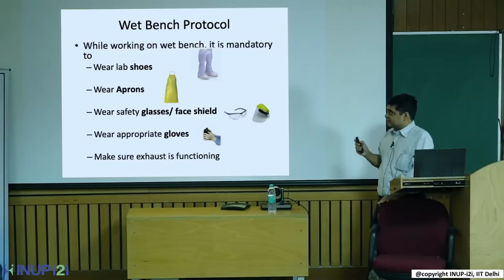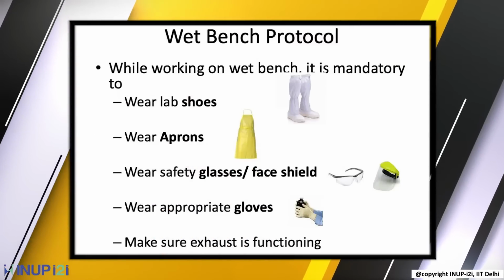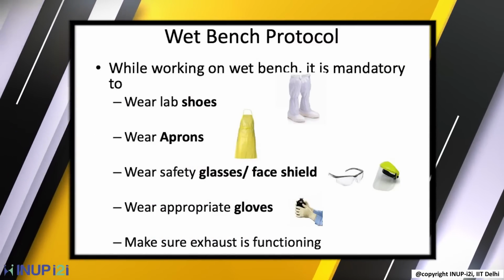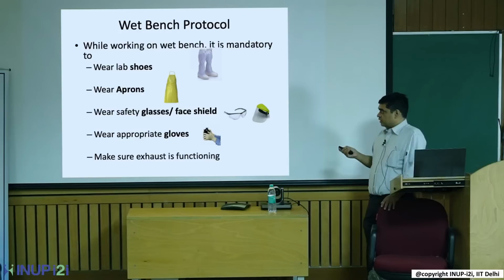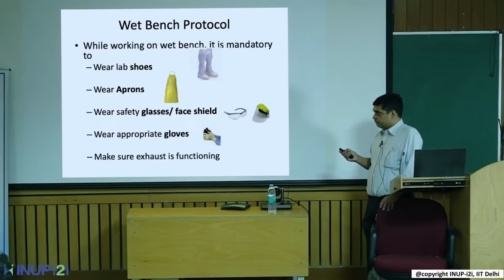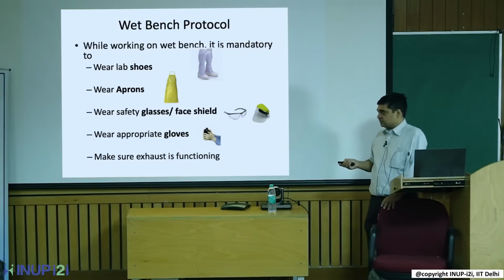All chemistry inside wet bench. While working on a wet bench, it is mandatory to wear lab slippers and aprons. These are chemical safety aprons, not the coverall. These aprons protect you from chemicals. A face shield is not mandatory, but safety glasses are mandatory. You have to wear proper gloves, and when you start, make sure that the exhaust is functioning.